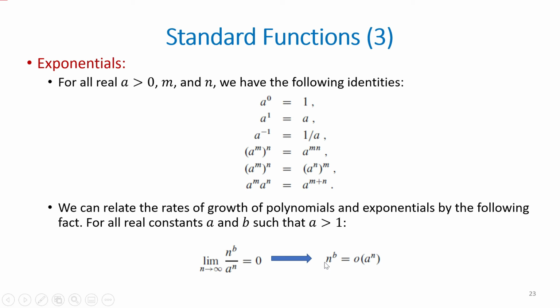So this tells us that n to the power b, that means the polynomial, is an element in the set small o of a to the power n. In other words, the order of growth of the polynomial is insignificant as compared to the order of growth of the exponential function as n becomes sufficiently large.